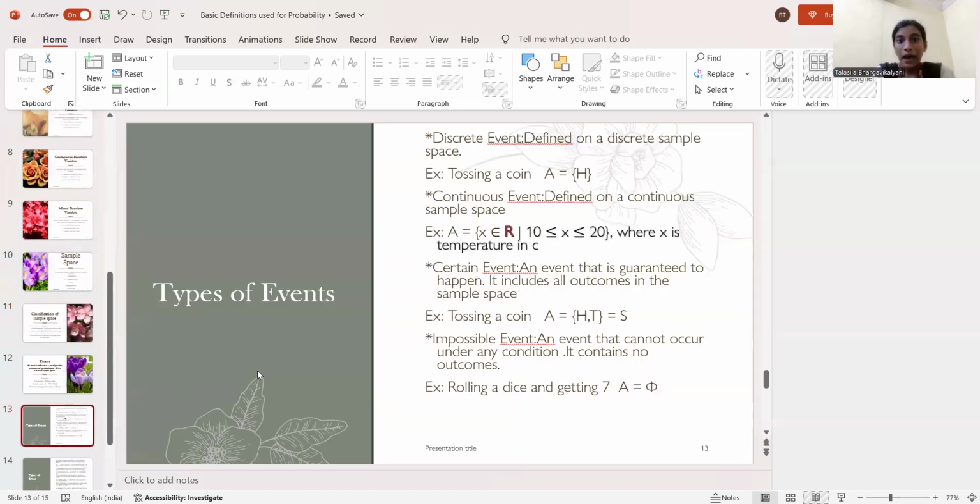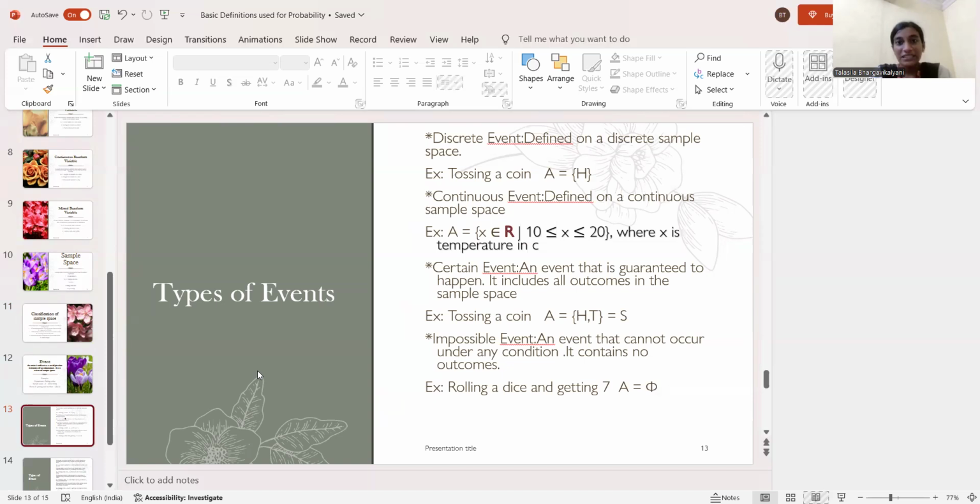Types of event. There are nine types of events. First one is discrete event. It is used only for discrete sample space. For example, tossing a coin and event A being getting heads. So A equals H, and it is called a discrete event.